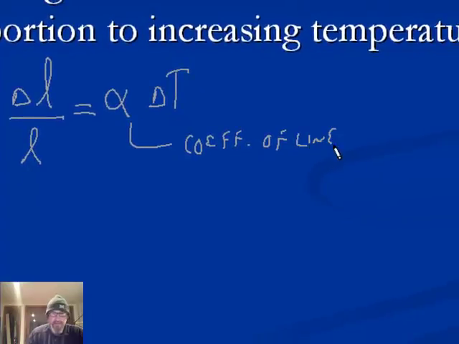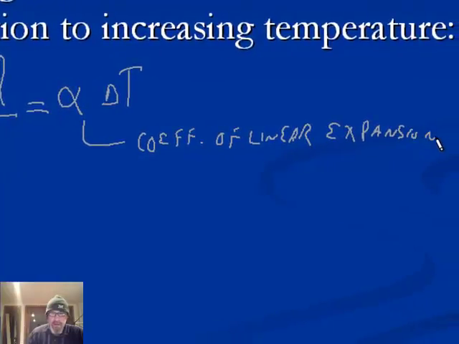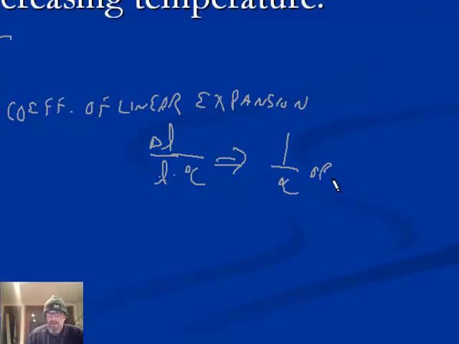of linear expansion. And it's going to have units that are going to be length over length times temperature, degrees C typically, or kelvins maybe. Well, if the lengths are given in the same terms, you could also say this is just 1 over degrees C, or 1 over kelvins.